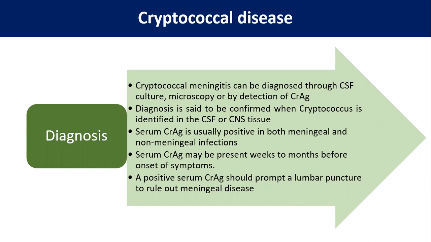Serum CRAG is usually positive in both meningeal and non-meningeal infection. And serum CRAG may be present weeks or months prior to the development of symptoms. A positive serum CRAG should prompt a lumbar puncture to rule out meningeal disease. But as of now, we don't have CRAGs. So basically, till CRAG is made available in the program, we are to go for primary prevention of cryptococcal meningitis if the CD4 count is less than 100.